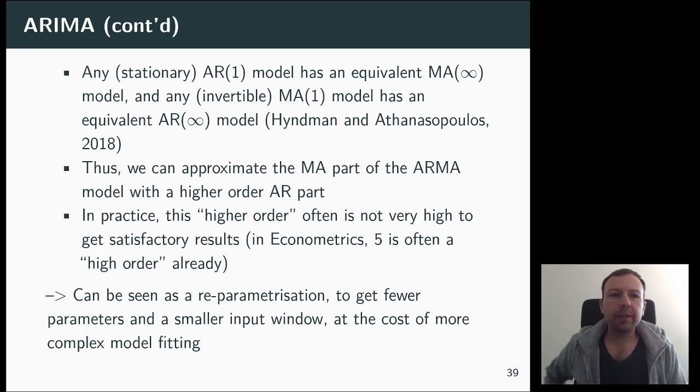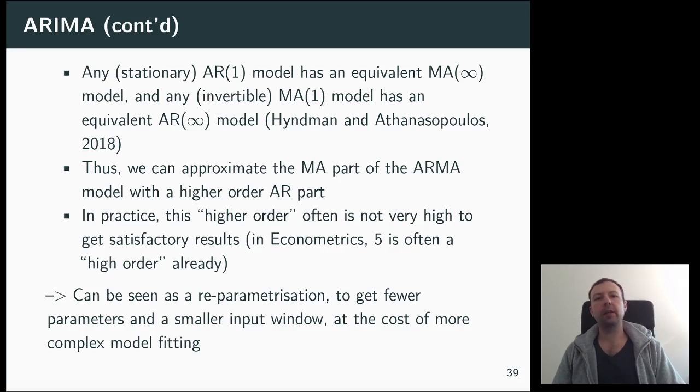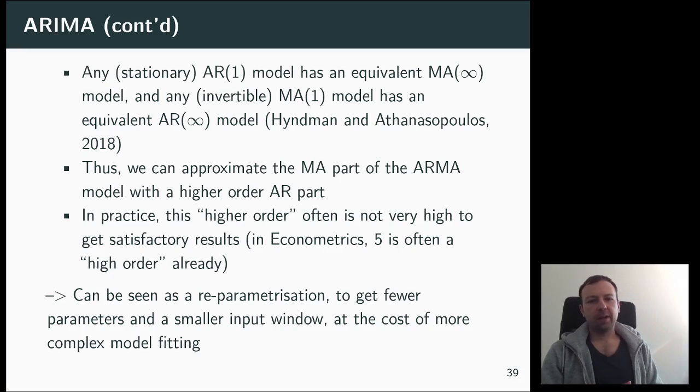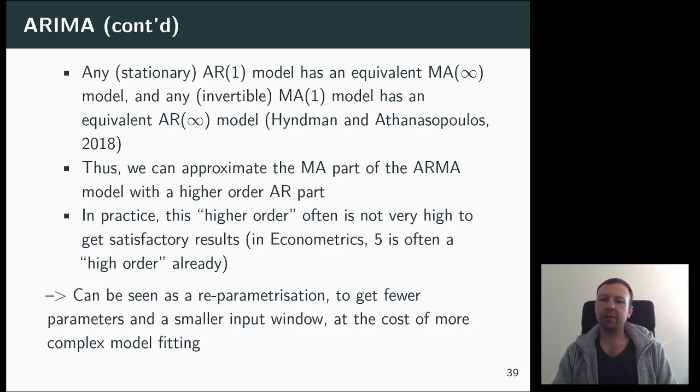Good. There's another result in the literature that actually any stationary AR1 model has an equivalent MA infinity model, and any invertible MA1 model has an equivalent AR infinity model. So what does that mean? That actually means that we can approximate the MA part of the ARMA model with a higher order AR part. And in practice, this higher order is often not so high, actually. I mean, in econometrics, often 5 is already seen as a quite high order.